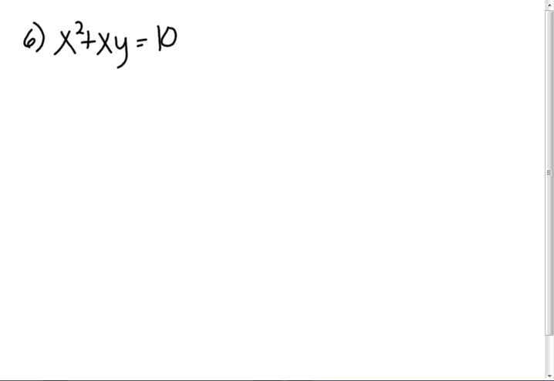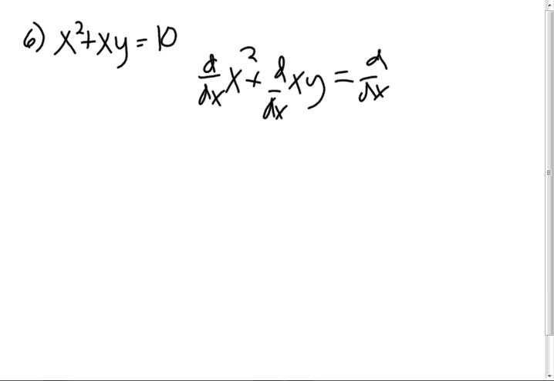So the first thing we're gonna want to do here is take d/dx of both sides, right? So we got d/dx of x squared plus d/dx of xy equals d/dx of 10. So we know this is the power rule, so that's going to be 2x. Easy. Next thing we got here is we got 2 multiplying. We know what that is, right?